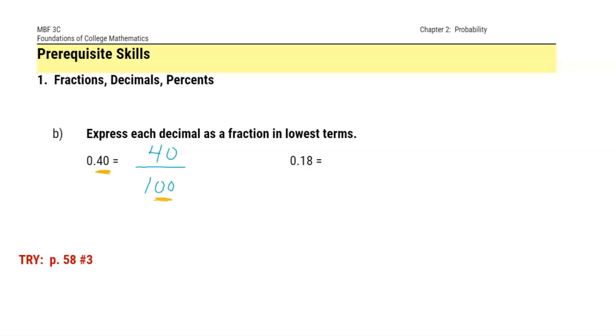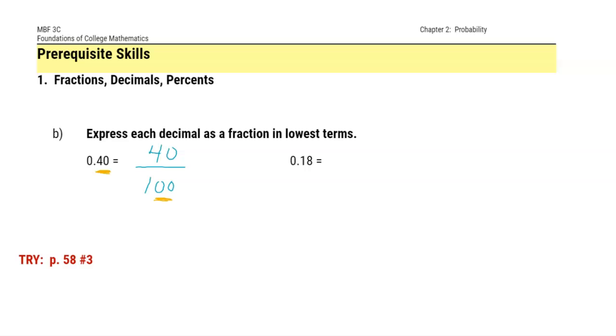0.40 equals 40 out of 100. And again, if I wanted to, I could do the division here and kind of go backwards and discover that. But now I have a fraction that I need to make sure is reduced to lowest terms. And so I'm going to look at this and say, well, what is the highest number that both of these can be divided by? And then I kind of go from that.